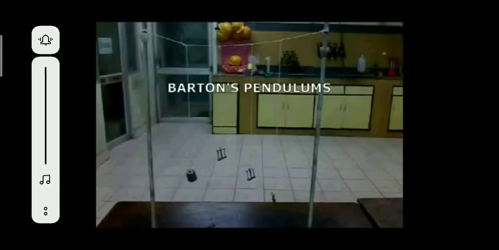This was first demonstrated by Professor Edwin Henry Barton and is known as Barton's pendulums. This pendulum has the heavy bob and is called the driver pendulum. The other pendulums have bobs of lighter weights. One of them has the same length as that of the driver pendulum. This one has the same natural frequency as that of the driver pendulum. This has a shorter length and therefore higher natural frequency, and this is longer and has lower natural frequency.